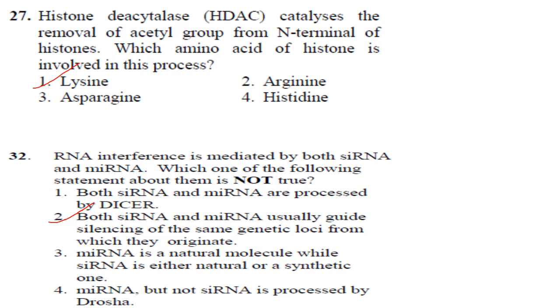The next one. RNA interference is mediated by both siRNA and miRNA. Which one of the following statements about them is not true? Both siRNA and miRNA are processed by dicer. That is correct. Both siRNA and miRNA usually guide silencing of the same genetic loci from which they originate. That is not correct. miRNA is a natural molecule while siRNA is either natural or a synthetic one. That is also correct. miRNA but not siRNA is processed by DROSHA. That is also correct. So the answer here is option 2.